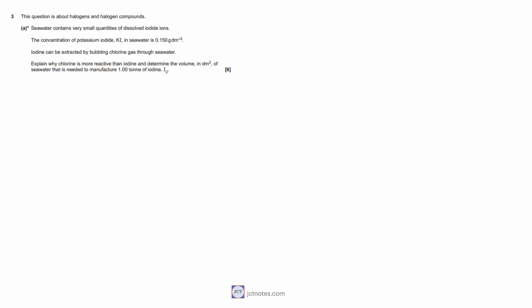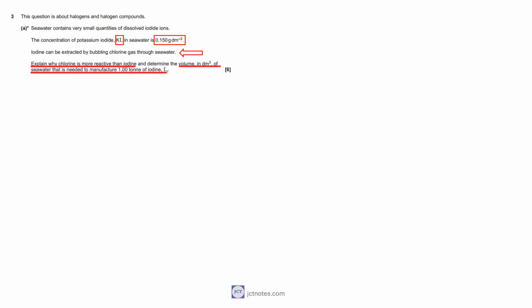Question 3 is about halogens and halogen compounds. In Part A, we have seawater containing a concentration of potassium iodide of 0.150 grams per cubic decimeter. Iodine can be extracted by bubbling chlorine gas through seawater. We are asked to explain why chlorine is more reactive than iodine and determine the volume, in cubic decimeters, of seawater that is needed to manufacture 1 ton of iodine.